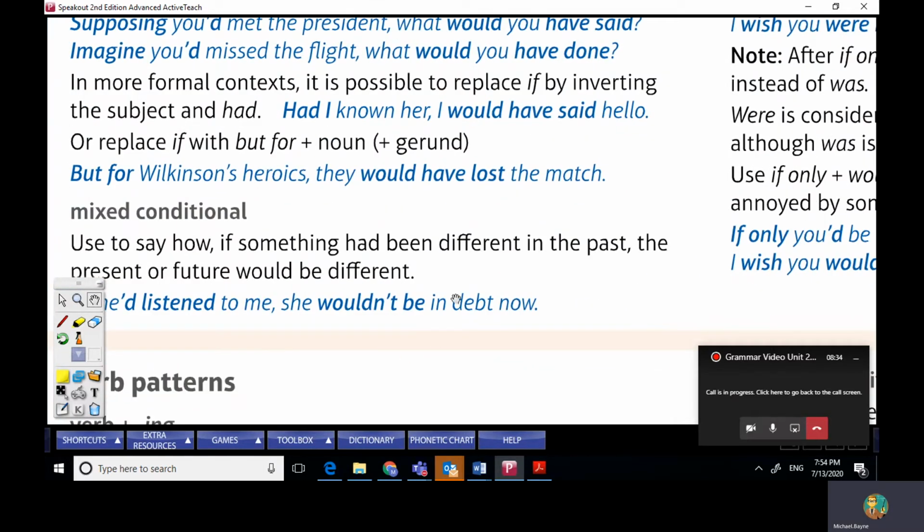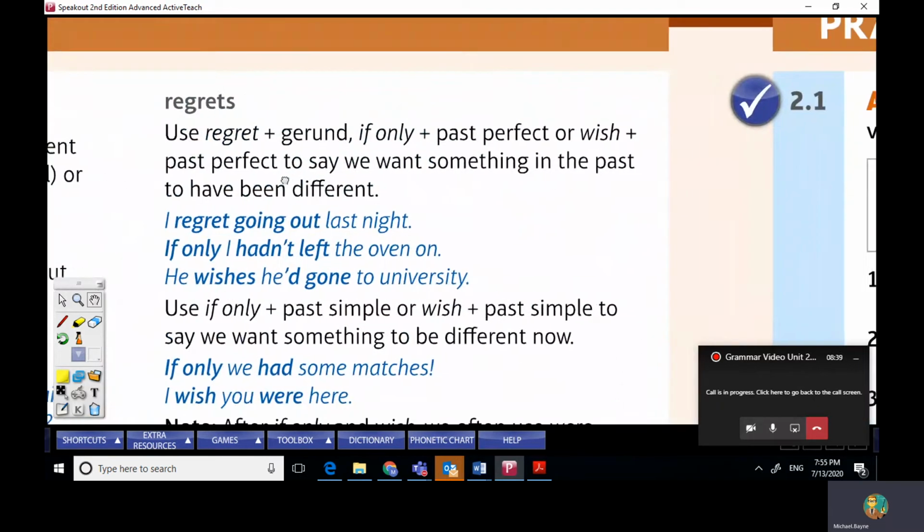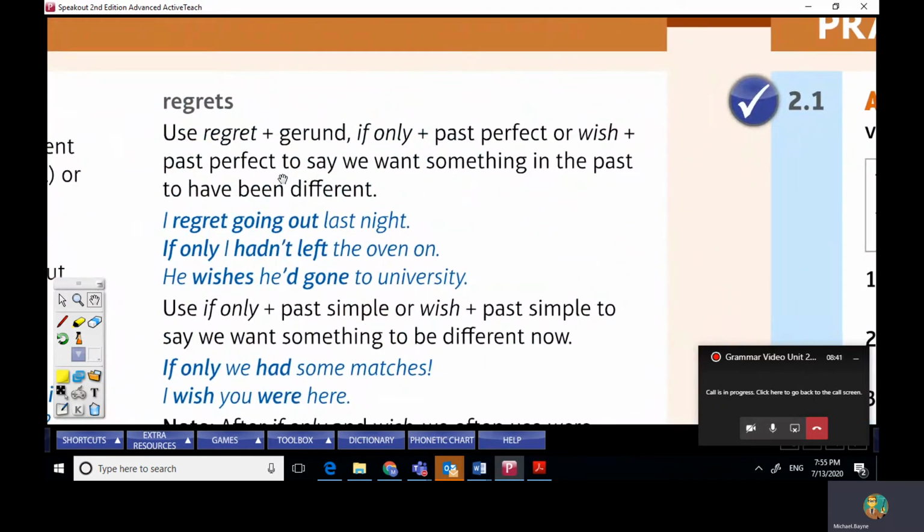Okay, so there's no have in this one, the mixed conditional. All right, now let's go on to regrets. You guys learned about regrets in your other classes in Pearson. So this will just be a quick review, a couple new things maybe.